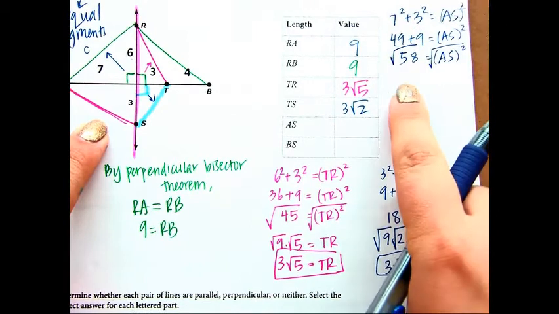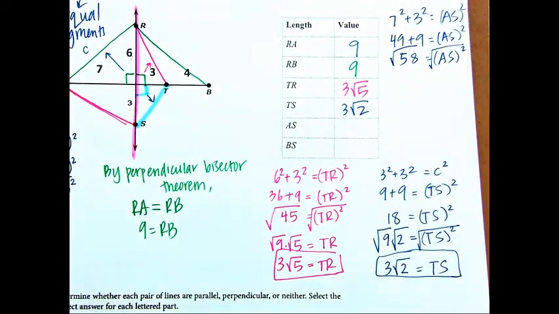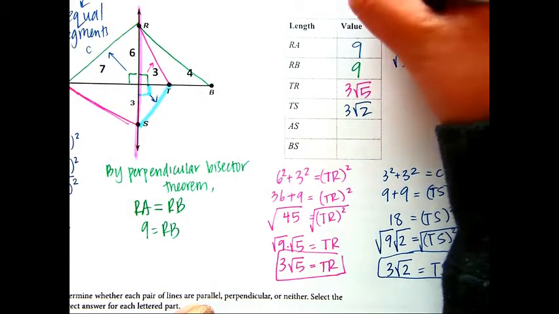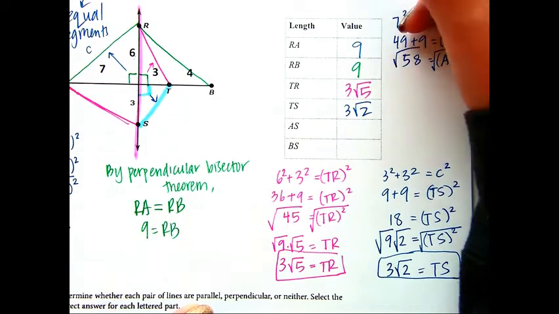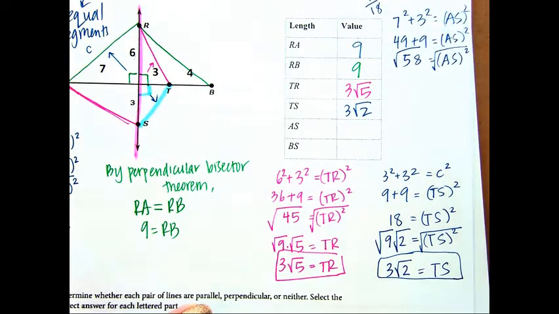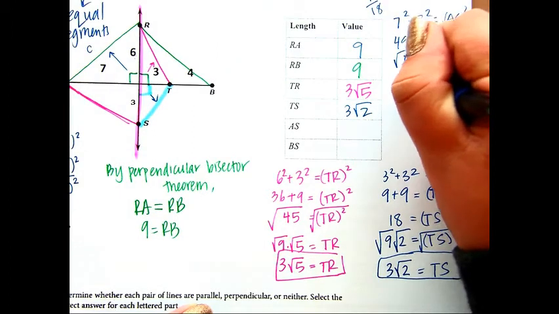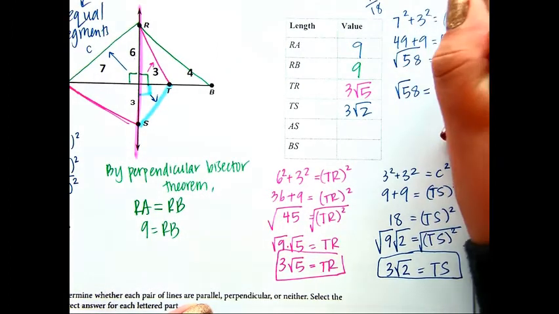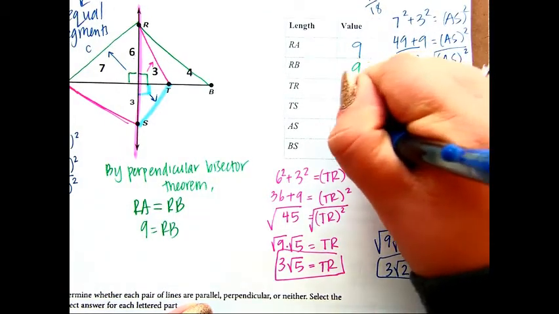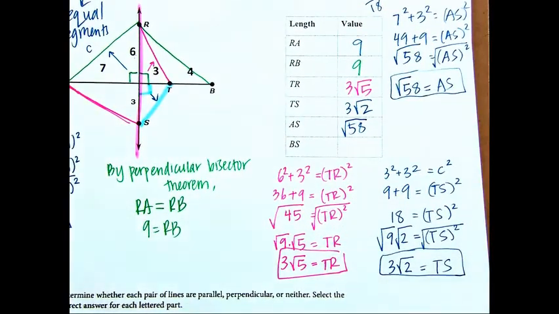So 58 isn't as nice. What perfect square for 58 would be? Let's see if I could divide this by 2 to see if I end up with a prime number. So we'll have 2, 18, yeah, I end up with 29. So I end up with 2 times 29. So I'm just going to leave it as radical 58 because that's as simple as I can write it. Radical 58 is AS.